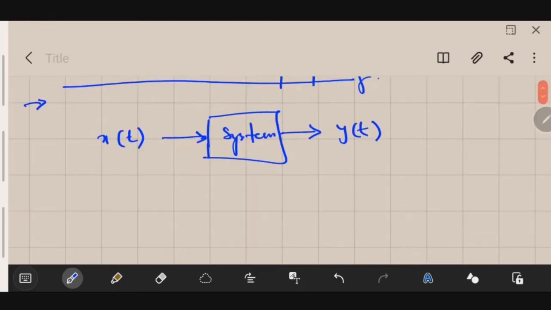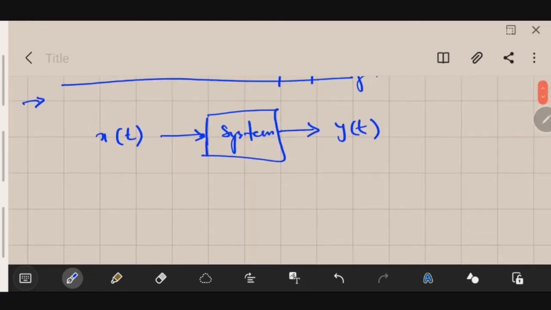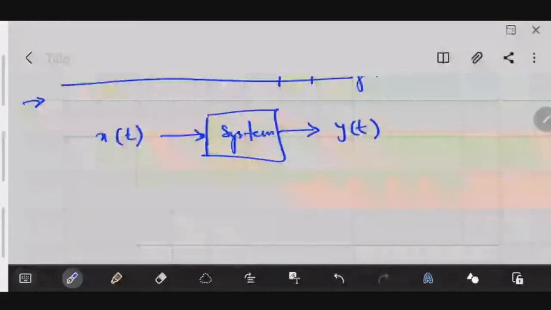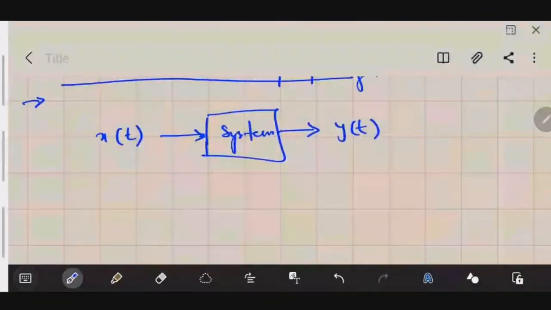There are actually two methods to find the output. The first method is obviously by solving the differential equation, or if it is a discrete time system, the difference equation. I think you must have studied about it in mathematics, difference equations and differential equations. If you solve the differential equation of this system, obviously you will get the output. That is one way to get the output of the system, but that is a very complex way.